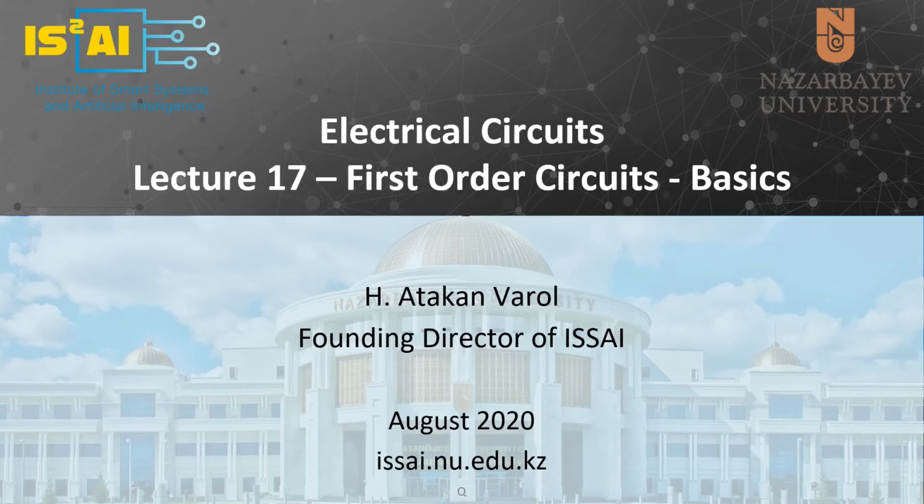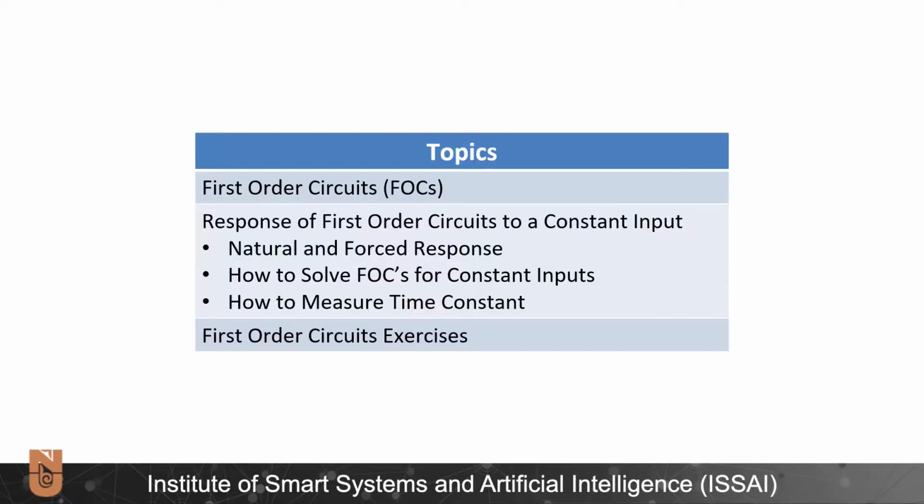Hello. After covering the energy storing elements, inductors and capacitors, now we will learn how to analyze circuits which contain these elements. We will start with first order circuits which only have one inductor or one capacitor. After making basic definitions on first order circuits, we will analyze the response of first order circuits to constant inputs. We will specifically cover what the natural and forced responses are and also how to measure time constant. At the end of this lecture, we will do a bunch of exercises for first order circuits.